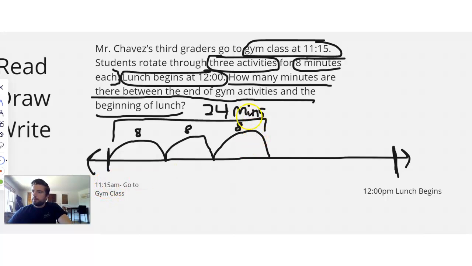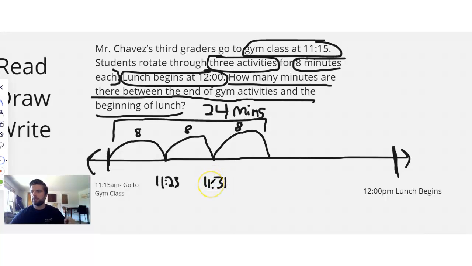So 11:15 plus 24 minutes. Basically, we're jumping 24 minutes forward. And if we jump in groups of 8, we go 11:15 plus 8 more minutes. We'll start at 15 and just go up. 16, 17, 18, 19, 20, 21, 22, 23. So one jump would be 11:23. We're going to start at 11:23. We're going to put that number in our head, and we're going to jump 8 more forward. So 24, 25, 26, 27, 28, 29, 30, 31. Next spot is 11:31.